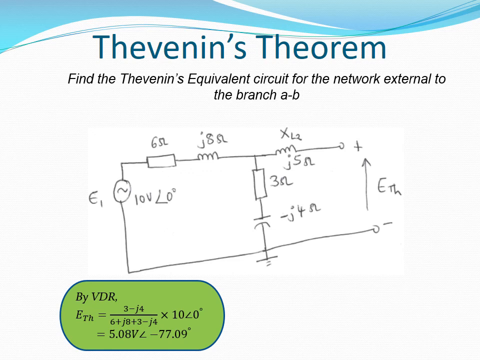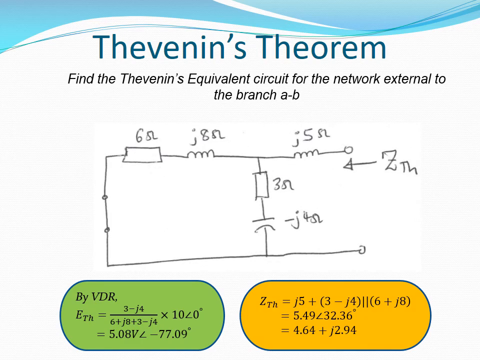We go on to calculate the Thevenin's impedance. We short circuit the voltage source E1. This is the circuit that we obtain. It is effectively a series parallel network. The Thevenin's impedance is calculated and works out as 4.64 plus j2.94.